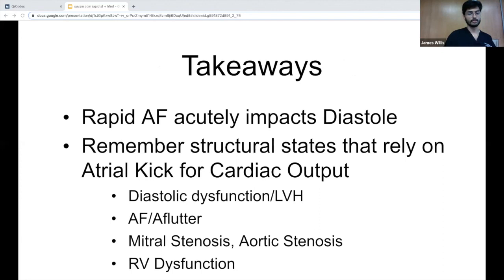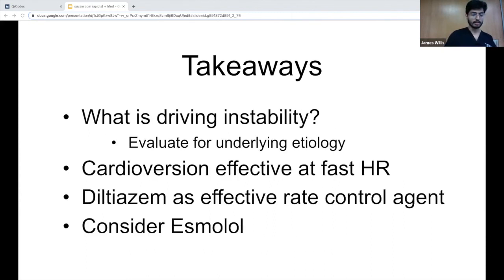And so the takeaways that I got from doing this research and thinking about this talk were that rapid AFib and rapid AFlutter acutely impact diastole specifically. And so think about that and how it informs your decision-making process. Always think about the structural states that rely on your atrial kick for the cardiac output. So diastolic dysfunction, patients with rapid fib flutter, stenosis of the valves, pulmonary hypertension and right ventricular dysfunction, because they warrant more aggressive treatment.